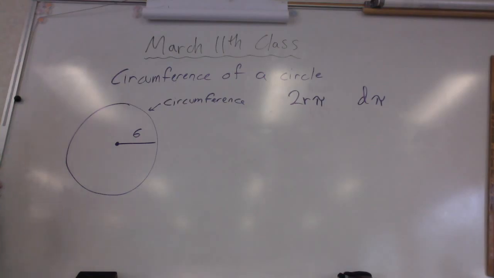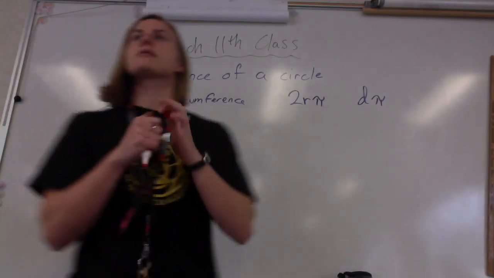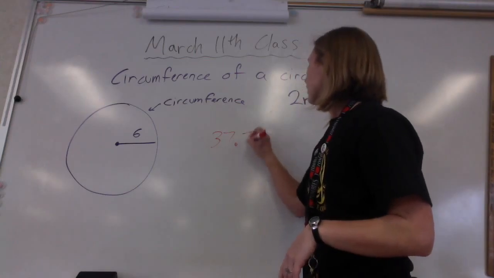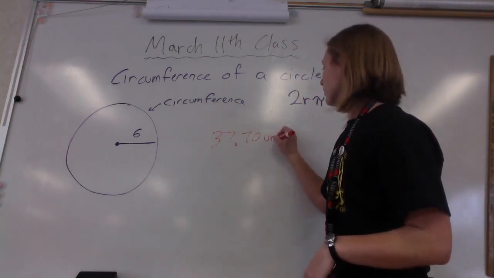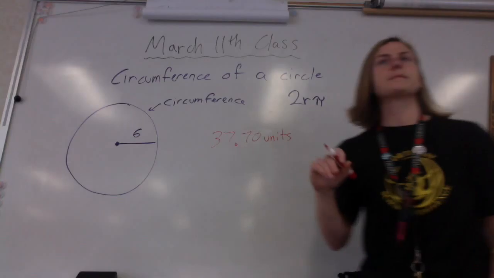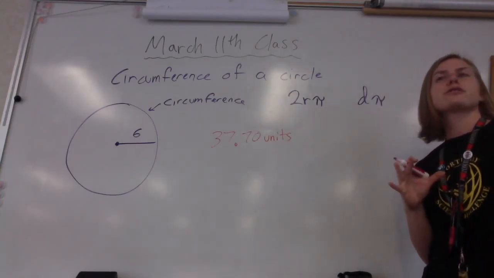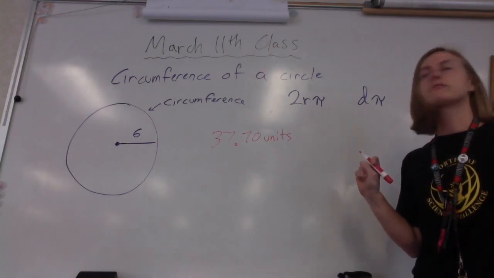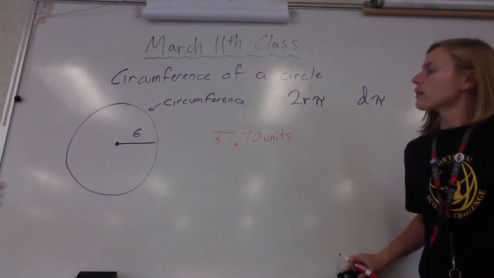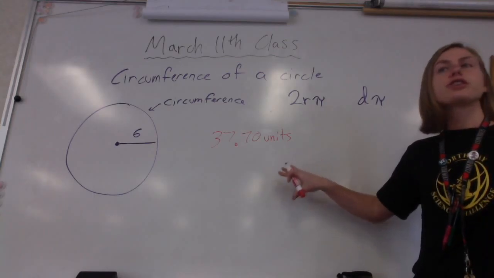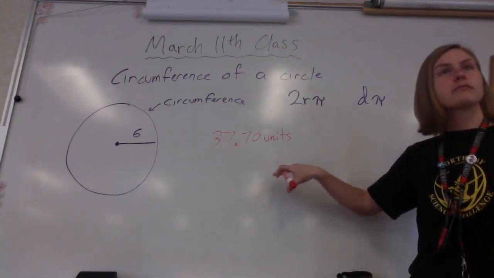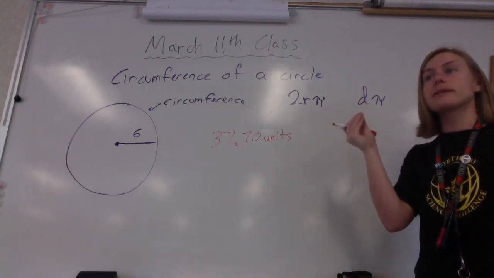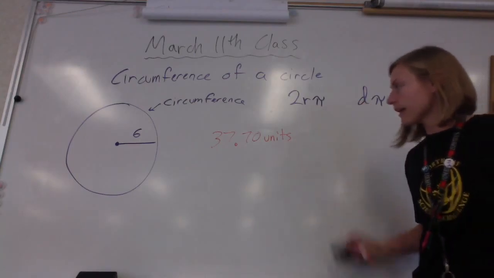Okay, so who's got the circumference for me from this? 37.70. I got 60. Okay, decimals don't really matter. So everyone got about 37 something? Yeah. Okay. Now, should the units be squared? It's perimeter, so it's a one-dimensional measurement, so this is just fine like that.